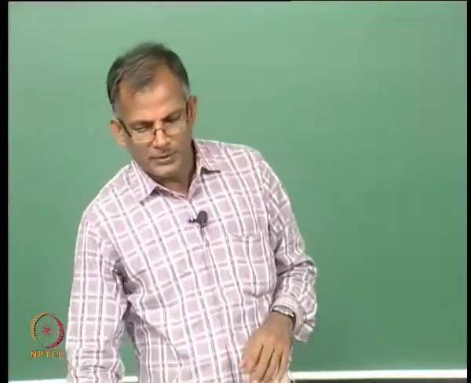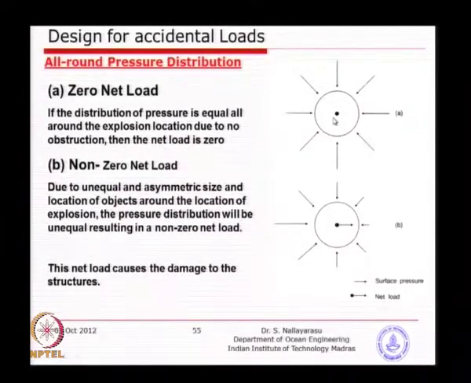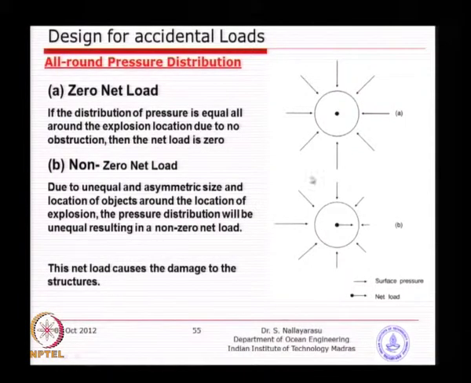So, you see here in this picture, if there is an obstruction that is uniform, then the net load is 0, or if there is no obstruction, everywhere it can expand nicely, so the net load will simply not be there. Whereas, if there is an unequal obstruction or a distribution like this, then there will be a net load because of the differential pressure which is caused by the drag.